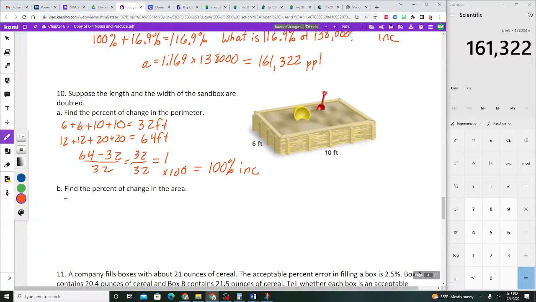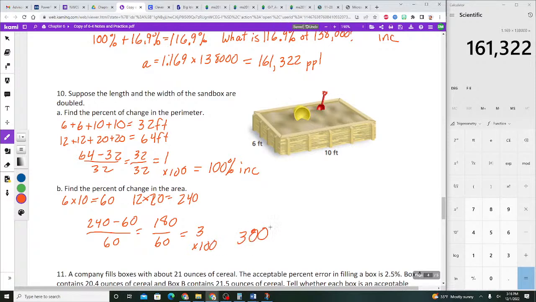However, the percent change of area, well, at first it's 6 times 10, which is 60. But if we double the length and width, that gives us 12 times 20, which is 240. So now we're looking at 240 minus 60 over 60. 240 minus 60 is 180 over 60. And so that gives us 3. But that's a decimal, so we multiply that by 100. And so what we see is that we have a 300% increase.